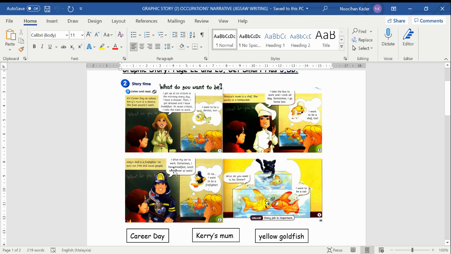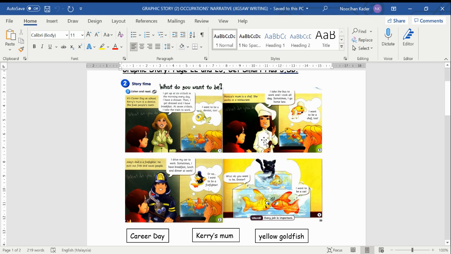I drive my car to work. Sometimes I have breakfast, lunch, and dinner at work. Now, again, the yellow goldfish is listening to Joey's dad. And it's again the yellow goldfish, which is very actively listening to the speeches by all the three characters. So this time, what does the yellow goldfish think or imagine or say to itself? It says, oh no, I want to be a firefighter. Oh, now it says he wants to be a firefighter. So no, I don't want to be a dentist. I want to be a firefighter.